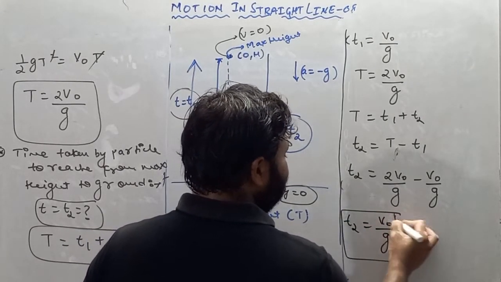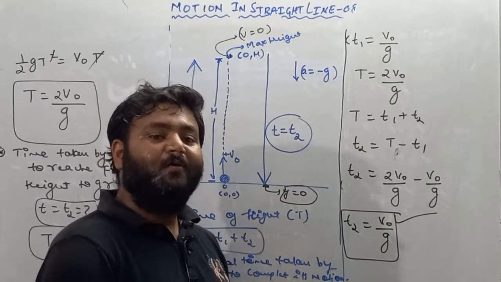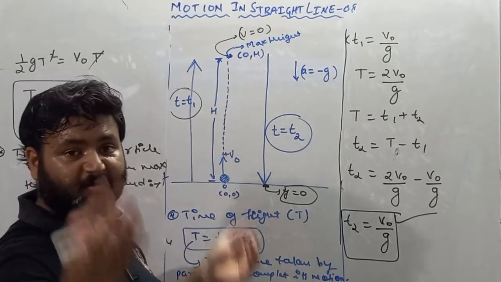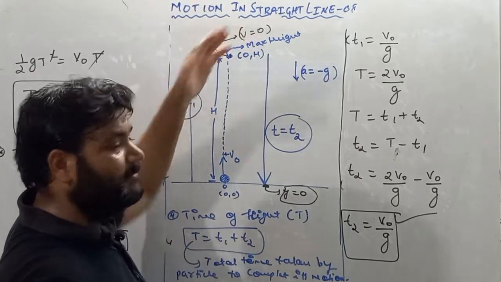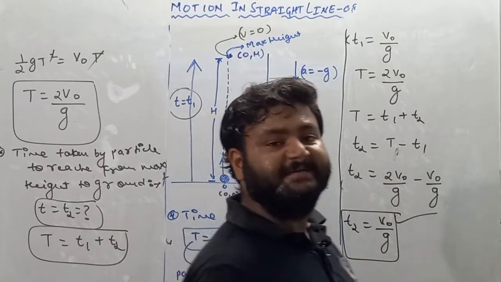So this equation implies the time taken by the particle from ground to maximum height is always equal to the time taken by the particle from maximum height to again reach the ground, because the value of T1 and T2 is the same.